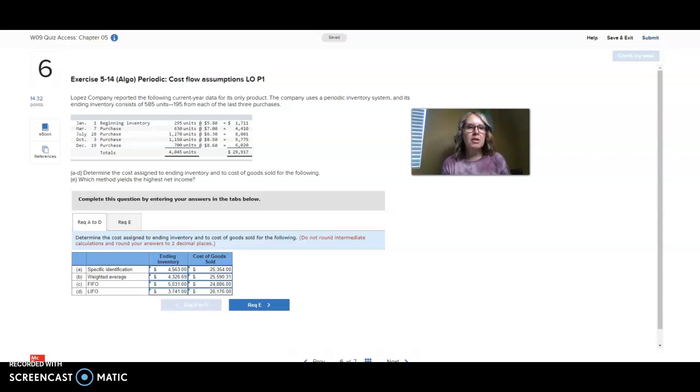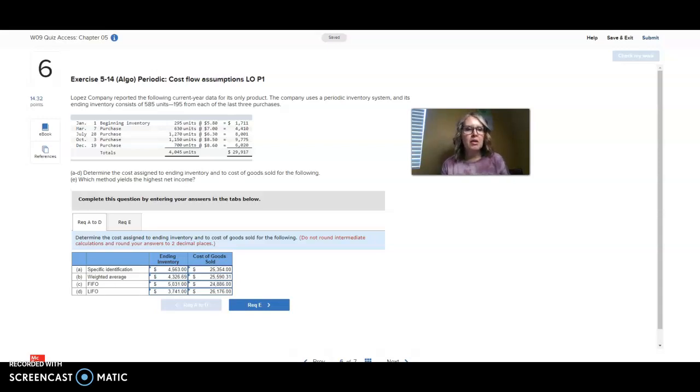It says Lopez Company reported the following current year data for its only product. The company uses a periodic inventory system, and its ending inventory consists of 585 units, 195 from each of the last 3 purchases. So what we need to do is determine the cost assigned to the ending inventory and to the cost of goods sold for the following different types.